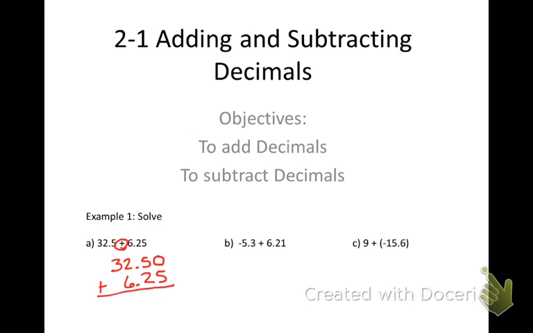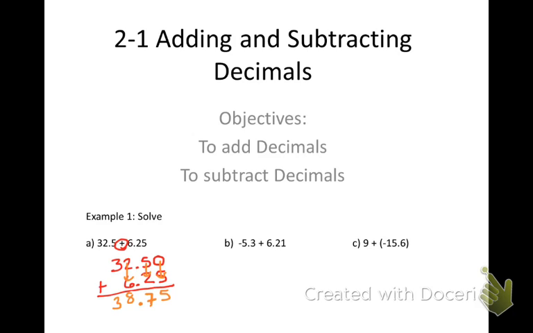And you add down. 0 plus 5 is 5. 5 plus 2 is 7. You bring down your decimal. 2 plus 6 is 8. And 3 plus nothing is 3. And there's your answer.